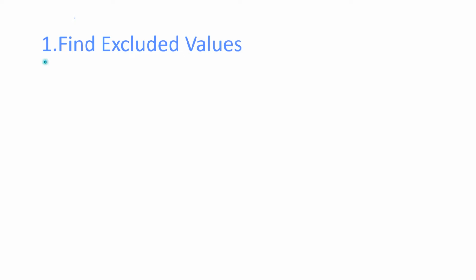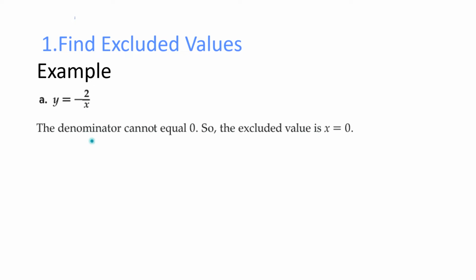Now let's look at a few examples on how to find the excluded values. Here is our first example: y equals negative 2 over x. As you know, the denominator cannot be equal to 0, so the excluded value is x equals 0.